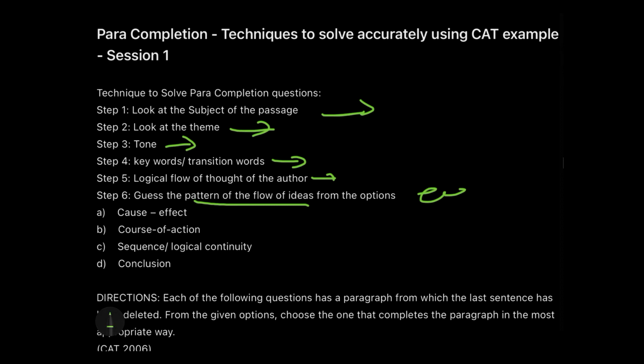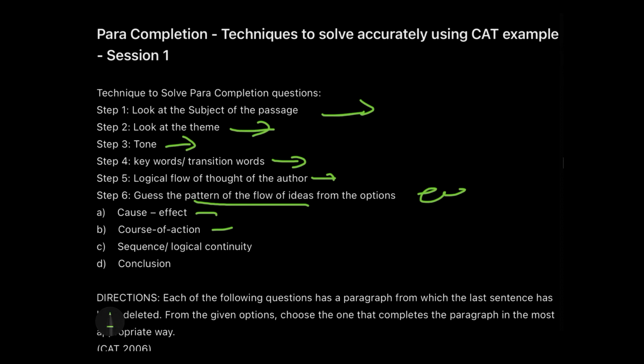For example, a paragraph is talking about the causes of global warming, and the summing up line or the final sentence will be talking about the effect of it on our present population. So that is one most commonly seen para completion question. Then comes the category of course of action. So what happens in course of action? The paragraph presents us with a situation, and the correct answer offers us a probable course of action.